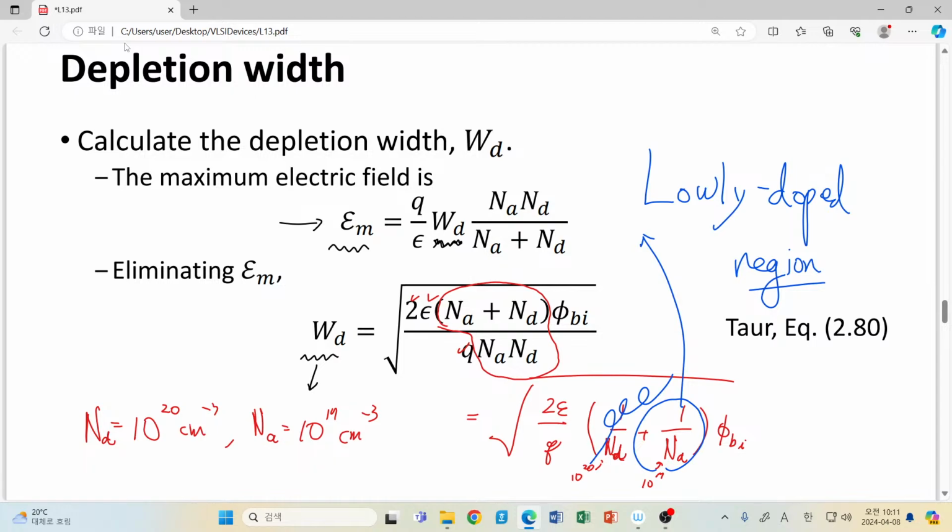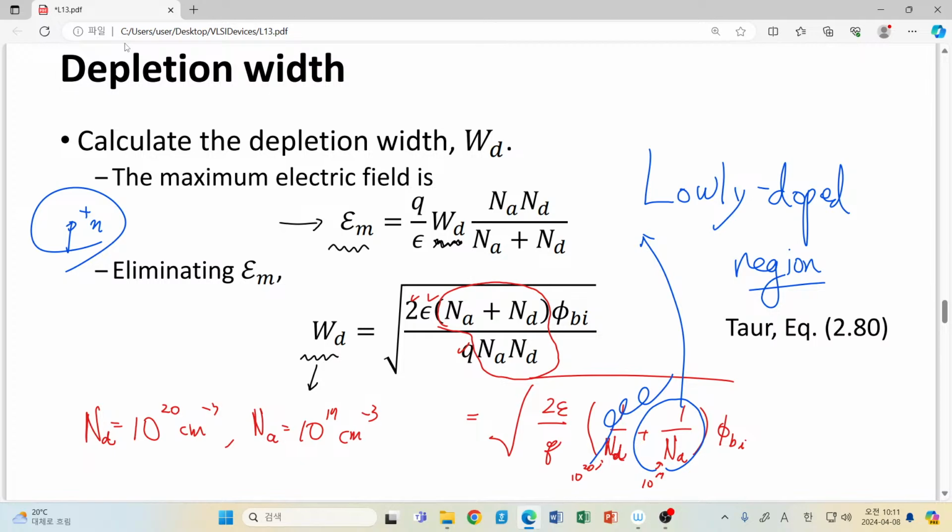And if you have, for example, a P plus N junction, which can be easily found in your PMOSFET, then actually your N-type doping density, the donor density, will determine the depletion width.